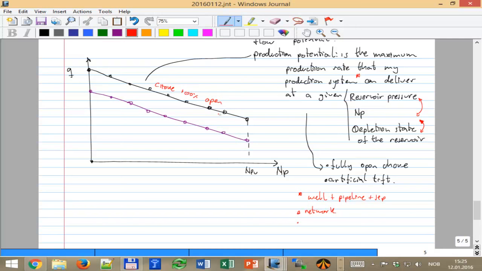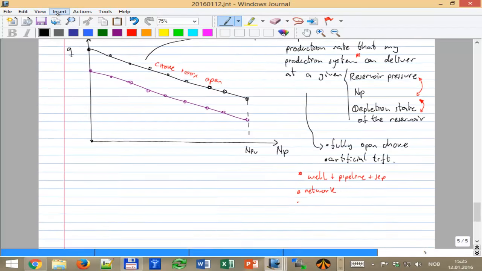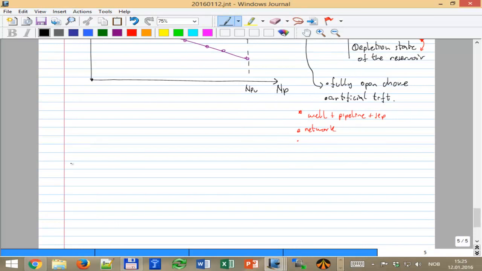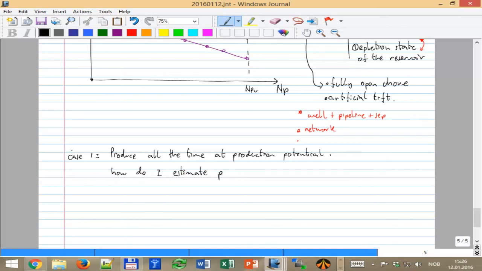So now that we have this curve, let's say that all the time I want to produce at the maximum potential. I want to produce with open choke. How do I calculate the curve? Okay, let's say case 1. I'm going to produce all the time at production potential. I don't care. I'm going to produce as much as possible, as quickly as possible. How do I estimate the production schedule? That means, how do I estimate the curve Q versus time?